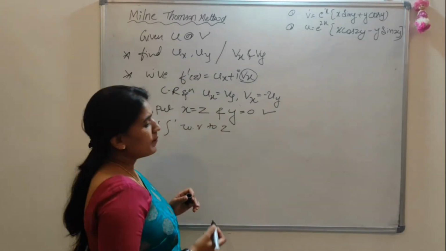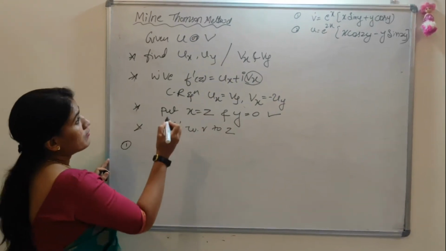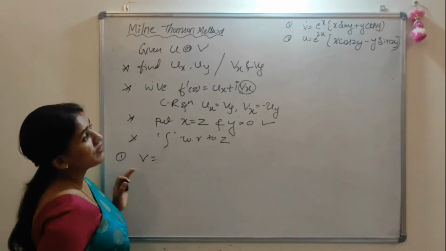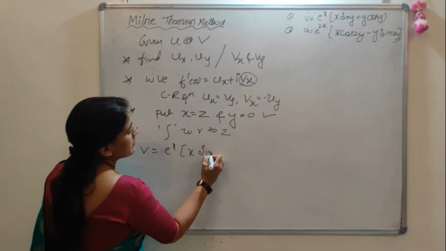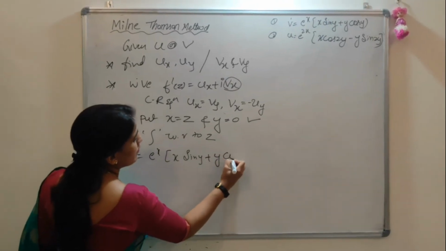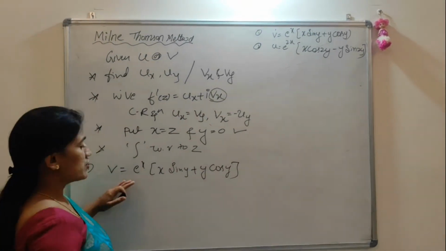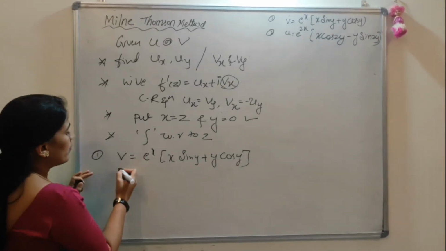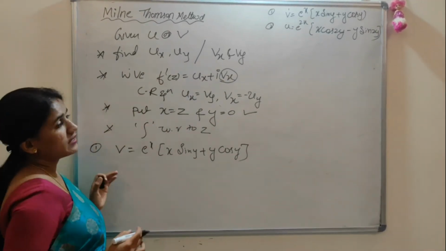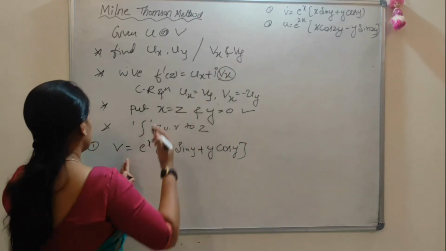Okay, we will solve the problem. I will take the first one, v, imaginary part is given. v is equal to e power x of x into sin y plus y into cos y. So, imaginary part is given, so we need to construct the analytic function. So, first step, ux, uy. v is given, means vx, vy.